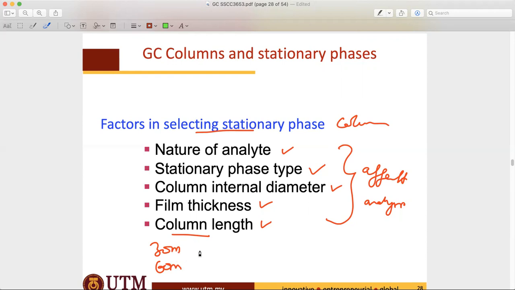So sometimes column length is also important for you to save time, but you also need to know that sometimes 30 meters is not enough for the separation to happen. That's why we sometimes opt for 60 meters. So all of these parameters, temperature too, are important.